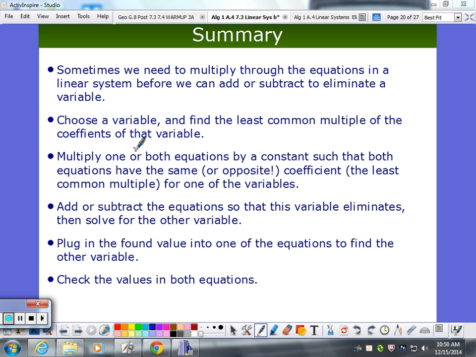You choose a variable and you find the least common multiple, and multiply one or both equations by a constant, so that you will get same or opposite coefficients, so that you can add or subtract to get rid of it. Once you get one variable, you plug in to find the other variable, and then put that ordered pair in both equations. So that's where we've been.